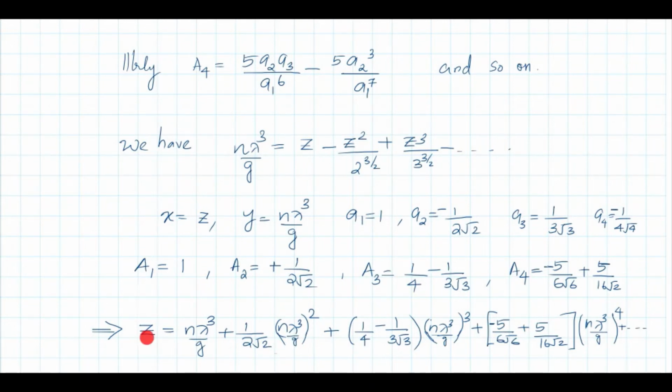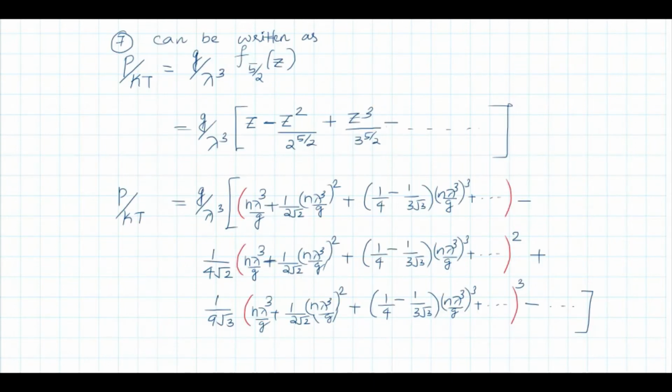So we inverted the series in order to get z as a power series in nλ³/g. Now you can use that here in the equation for P/kT. So substitute for this z the series in nλ³/g. For z² also you substitute that series. For z³ you substitute that series and so on.